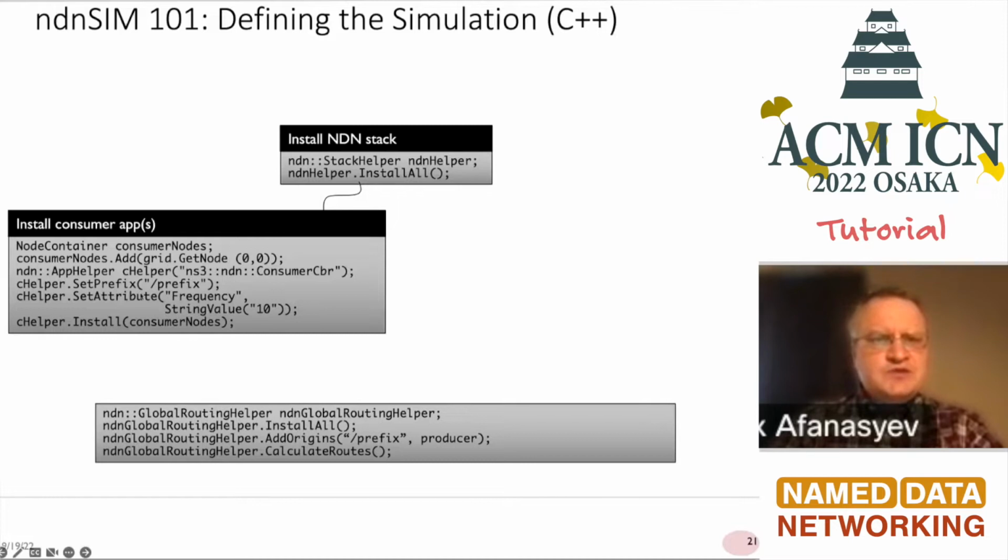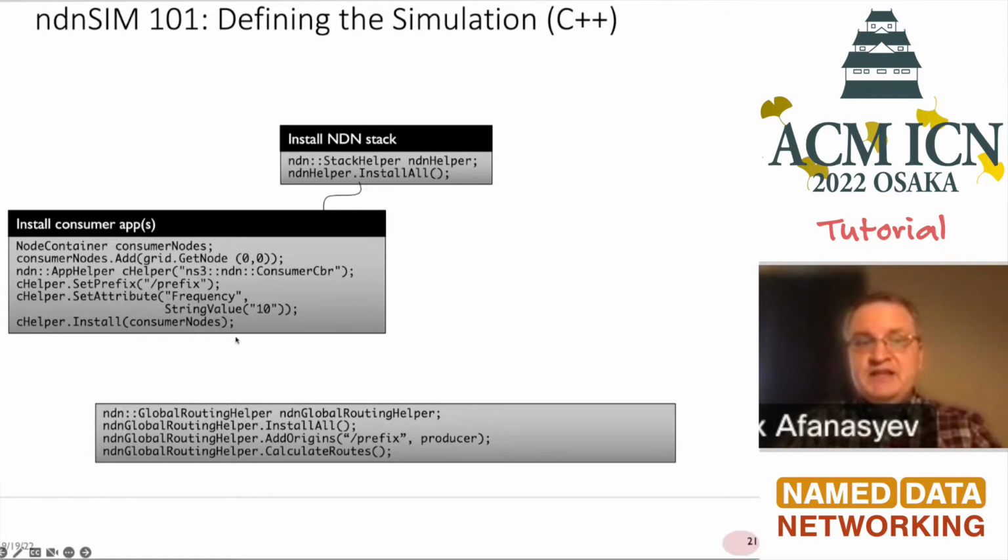And in this case, I'm installing using the node container. Again, this is just a little bit of a weird syntactical way. You can install just on a node, but in case you install an application on multiple nodes, you can create a class called node container, and add to this class whatever nodes you think you need this application to be installed on. So for example, I got from the grid the node from the coordinate 0, 0, and that's the only one I want to install this consumer application on. I configured that I want to request data from /prefix, with a frequency of 10 interests per second. This is a very rudimentary application. It doesn't do any timeouts or retransmissions. And then I'm installing this application.